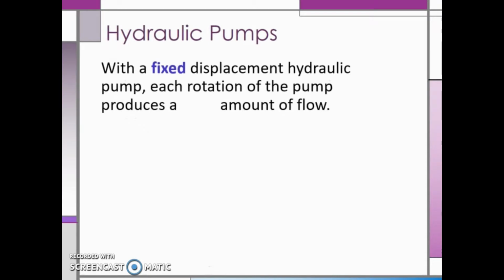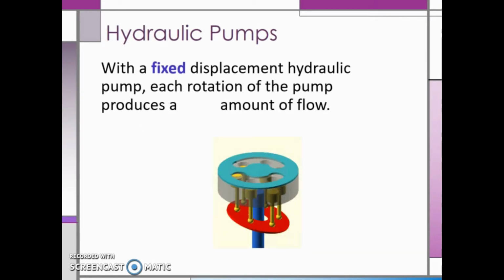With a fixed displacement pump, each rotation of the pump produces a fixed amount of flow. Both variable displacement and fixed displacement pumps are positive displacement pumps. This means they displace the same amount of fluid no matter what the pressure is. In theory, if the pump is spinning, the fluid has to move no matter what the pressure is. Typically, as the pressure increases in a pump, its efficiency decreases.